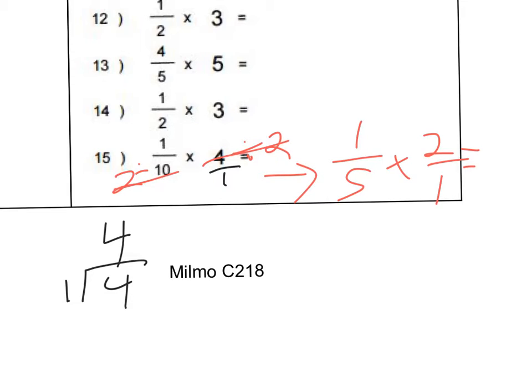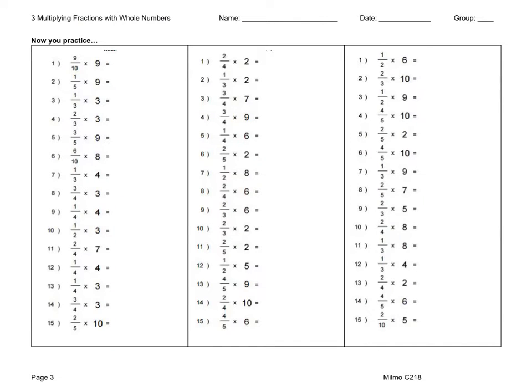What's step number 4 and 5? So we're just multiplying across, right? 1 times 2 is what? 2. 5 times 1 is what? 5. Okay, let's do one more.